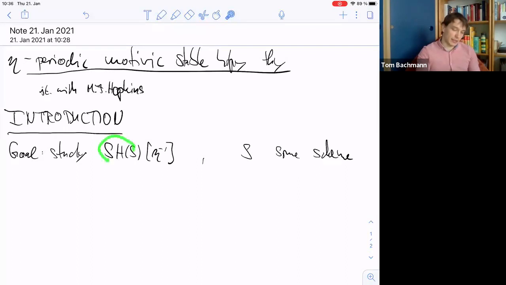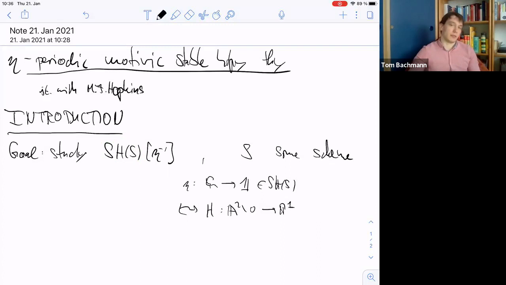And then SH of S is the motivic stable homotopy category, which I assume you know about. And eta is the stable Hopf map, right? So eta is a map from G_m to 1 in SH of S. And it comes from the Hopf map, which is A^2 minus the origin goes to P^1, right? And you just desuspend it by P^1. And this here means that I'm looking at those spectra where this map acts as an isomorphism.